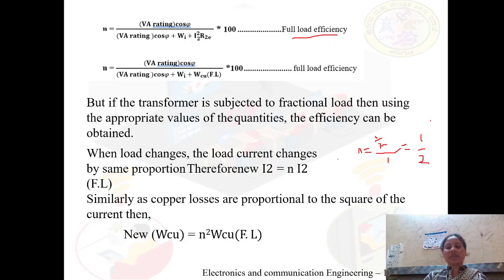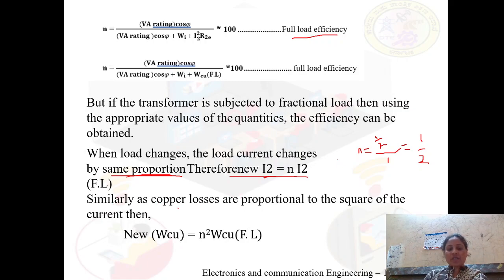Similarly, if we connect 75% of the load, the fractional load will be equal to 0.75. For 30% of the load, it will be equal to 0.3. Now, when such load changes, the load current will change in the same proportion. Therefore, the new current for the fractional load will be equal to N, which is the fractional part, into the I2 of the full load.